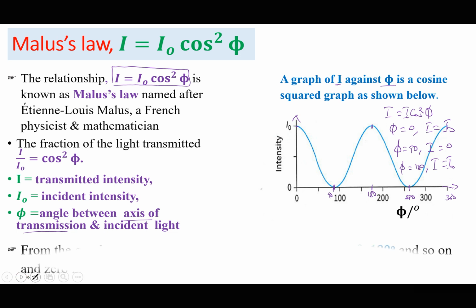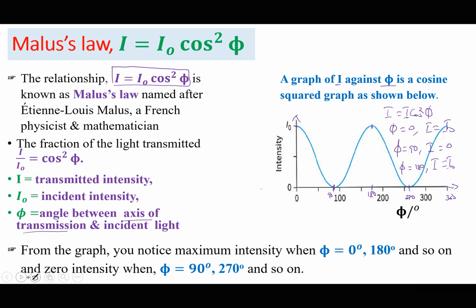From the graph, you notice maximum intensity is going to be at 0, 180, 360, and then 540, and so on. And we always have zero intensity at 90, 270, and you can predict the next angle there, and so on. So that is how we deal with polarization on a polaroid.